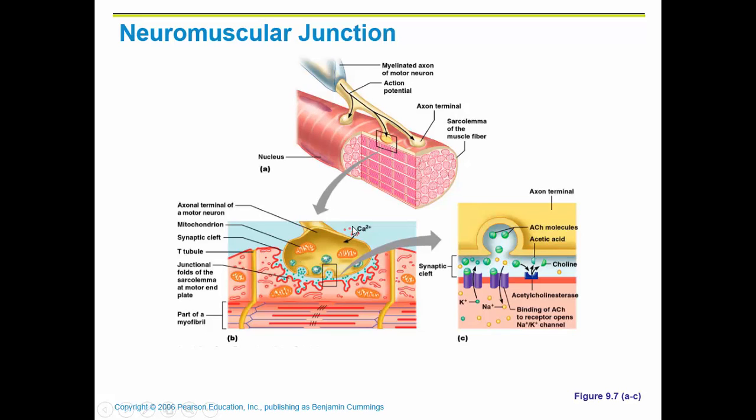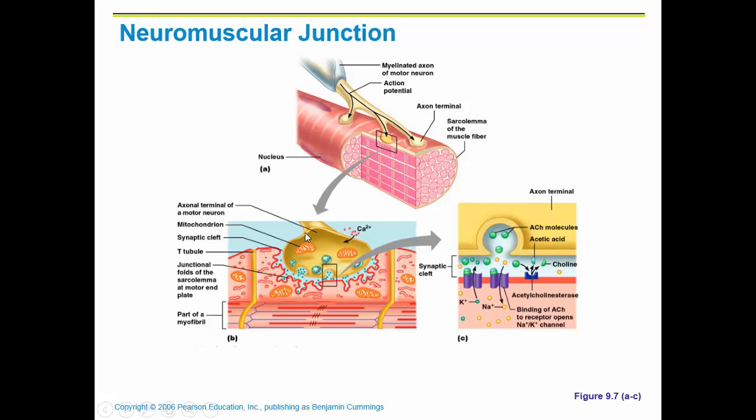And then this is a close-up version of this neuromuscular junction here. So this is the axon. And you can see this portion is the cell membrane or sarcolemma. Where the axon and the sarcolemma come into contact, this is called the motor end plate.